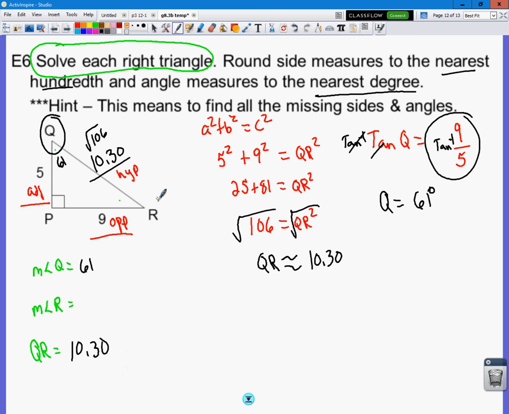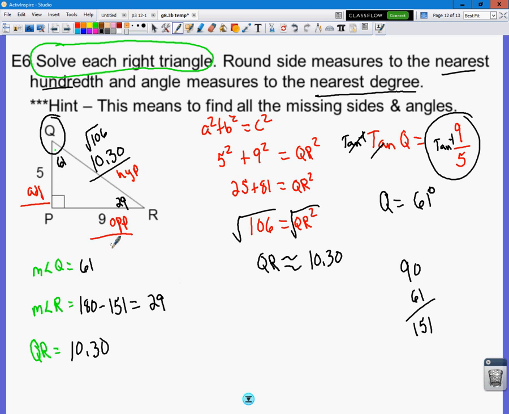How do we want to find angle R? The angles add up to 180. I want to take 90 and 61 and add them together. 151. And take 180 and subtract that 151 from it, which means the remaining angle is 29 degrees. You could have used a sine, cosine, or tangent to find it. Guess what it'd still come up to? 29 degrees. Questions?